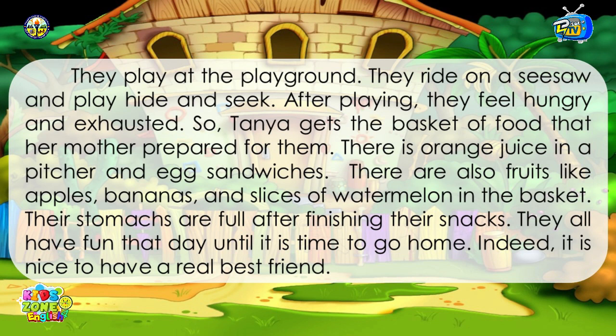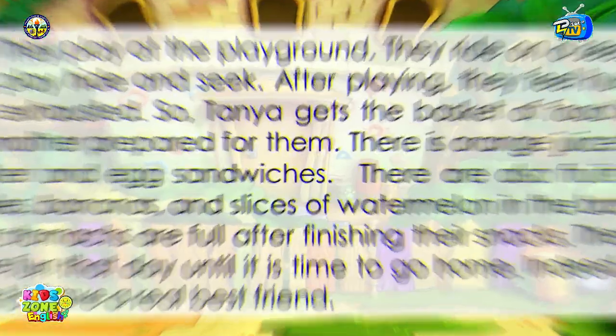After playing, they feel hungry and exhausted. So Tanya gets the basket of food that her mother prepared for them. There is orange juice in a pitcher and egg sandwiches. There are also fruits like apples, bananas, and slices of watermelon in the basket. Their stomachs are full after finishing their snacks. They all have fun that day until it is time to go home. Indeed, it is nice to have a real best friend.